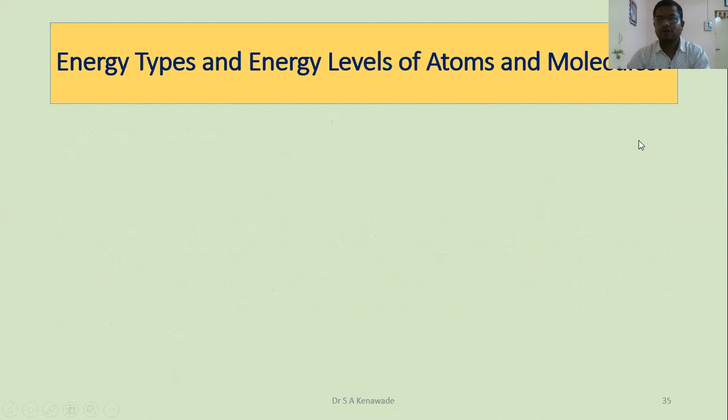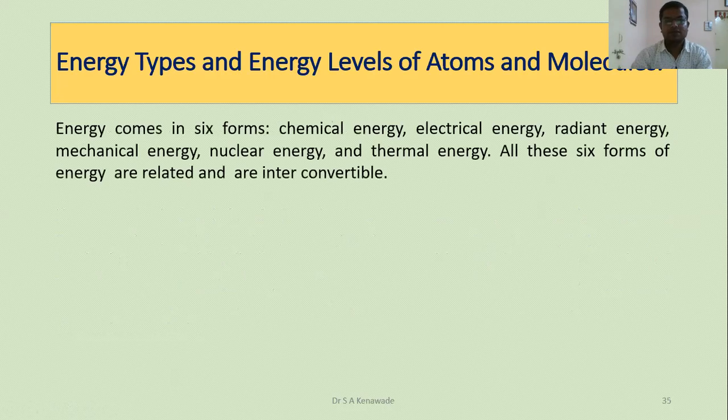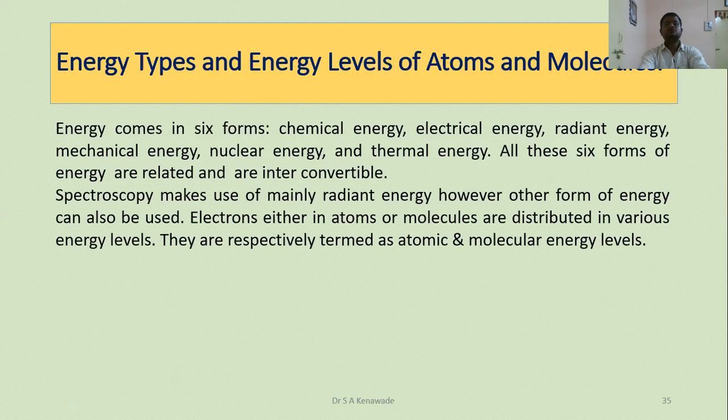Then the last point of this topic is energy type and energy level of atoms and molecules. So very first, energy in molecules comes in six forms: chemical energy, electrical energy, radiant energy, mechanical energy, nuclear energy, and thermal energy. All these six forms of energy are related and interconvertible. Spectroscopy makes use mainly of radiant energy. However, other forms of energy can also be used sometimes.